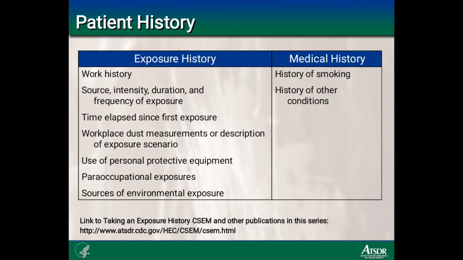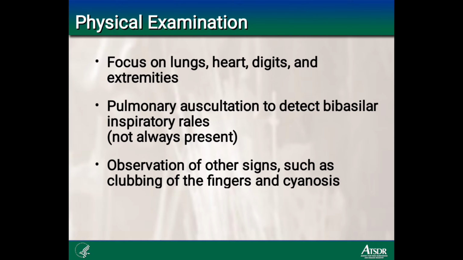First of all, we're going to discuss exposure history. The data is collected on the basis of work history, source, intensity, duration, and frequency of exposure, time elapsed since first exposure, workspace dust measurements, use of personal protective equipment, and sources of environmental exposure. Medical history covers causes such as smoking and history of other conditions like diseases, etc.